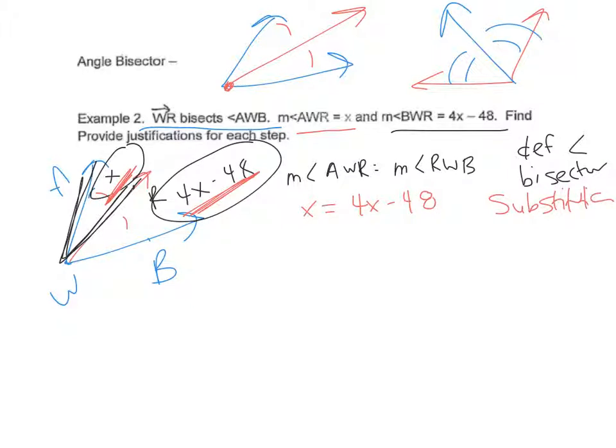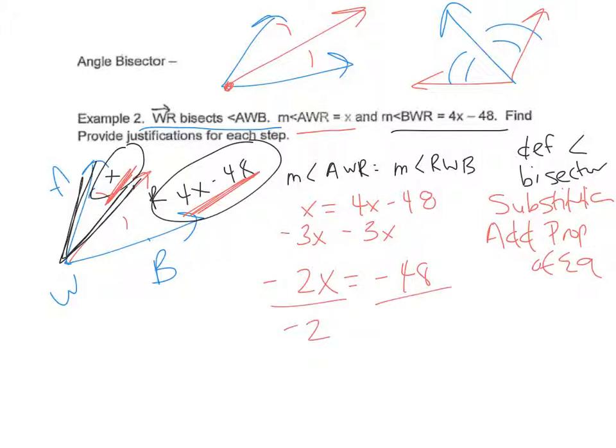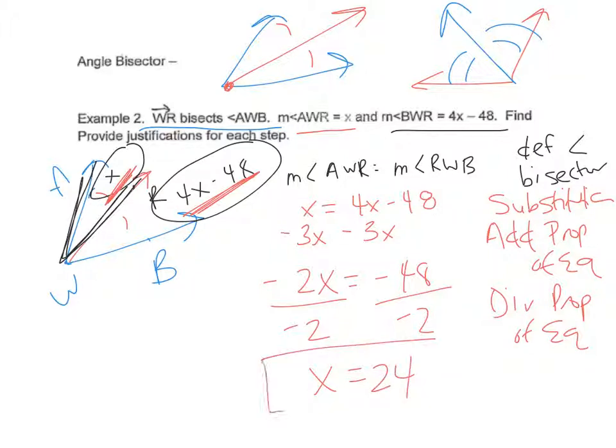Now I finish off the algebra. So I subtract 4x from each side, so you could either write the subtraction property of equality or addition property of equality. It doesn't matter. Make sure you add property of equality though, whatever you choose. So I have negative 3x equals negative 48. Then I divide both sides by negative 3 by the division property of equality. So I'm left with x equals 16 is my answer.